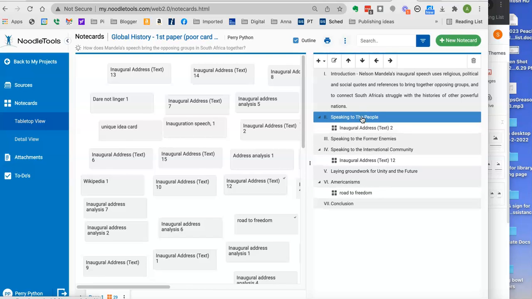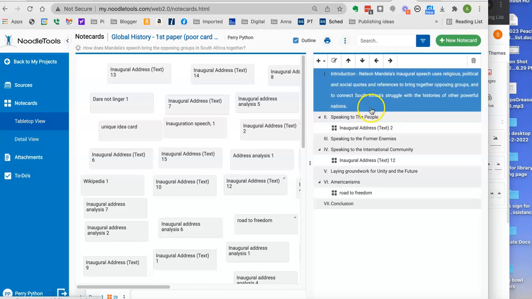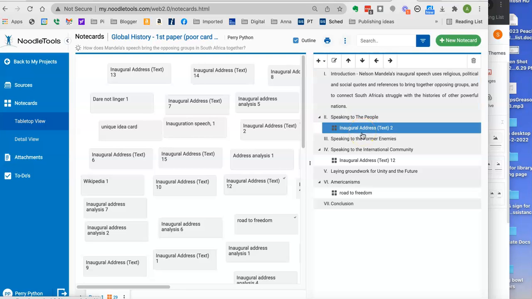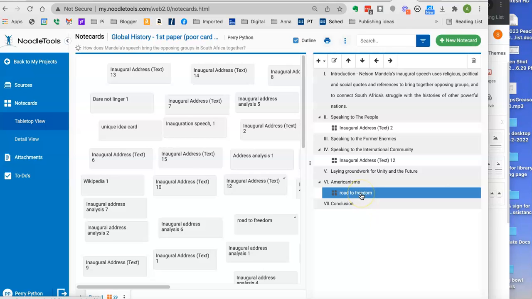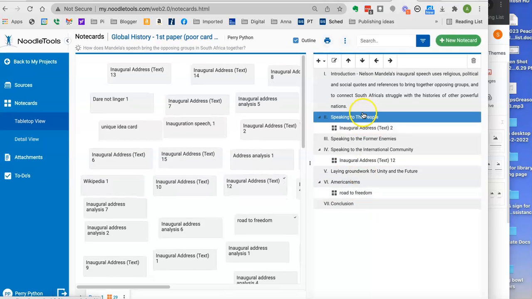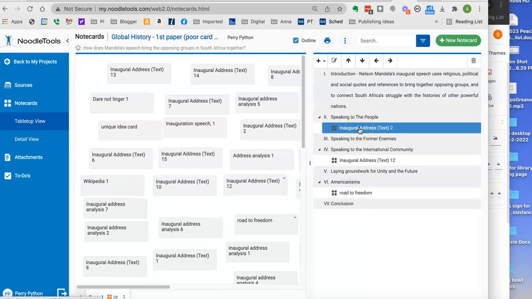It still doesn't tell me anything, right? I know my outline. I know what's going to be there, but it doesn't tell me how I'm building my argument because I have no idea what this note card says. I have no idea what this piece of evidence says. So, let's look at it done a different way.